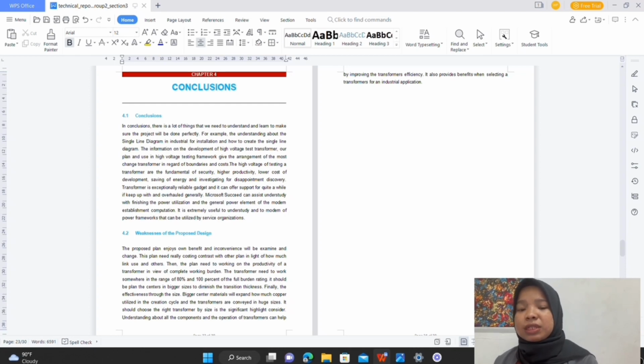So the weakness of this design is that the purpose, plan, benefit and inconvenience will be examined and changed. This plan needs to consider the cost compared with other plans, in view of how much cable is used or others. The plan needs to work on the productivity of the transformer in view of the total working load. The transformer needs to work somewhere in the range of 80% or 100% of the full load rating. Finally, the efficiency through the size. A bigger core material will increase how much copper is utilized in the production cycle, and the transformers are conveyed in huge size. That's all. Thank you.